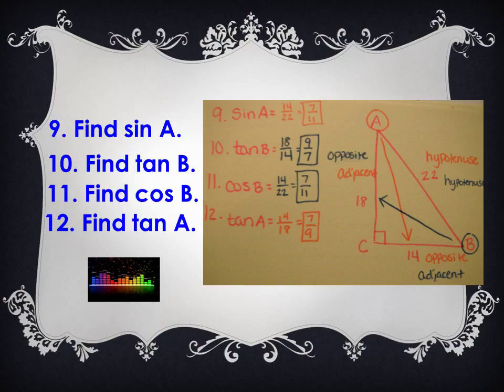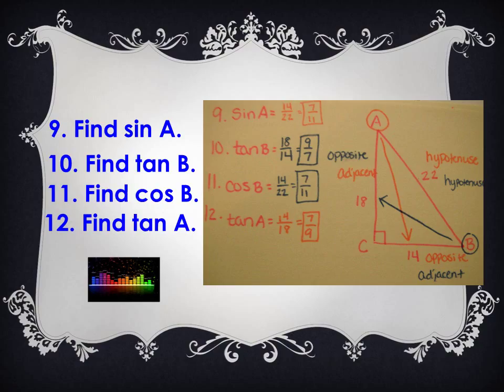In number 11, you are to find the cosine of B. Cosine is adjacent over hypotenuse. The adjacent of side B is 14 and the hypotenuse again is 22. This reduces down to 7 over 11.